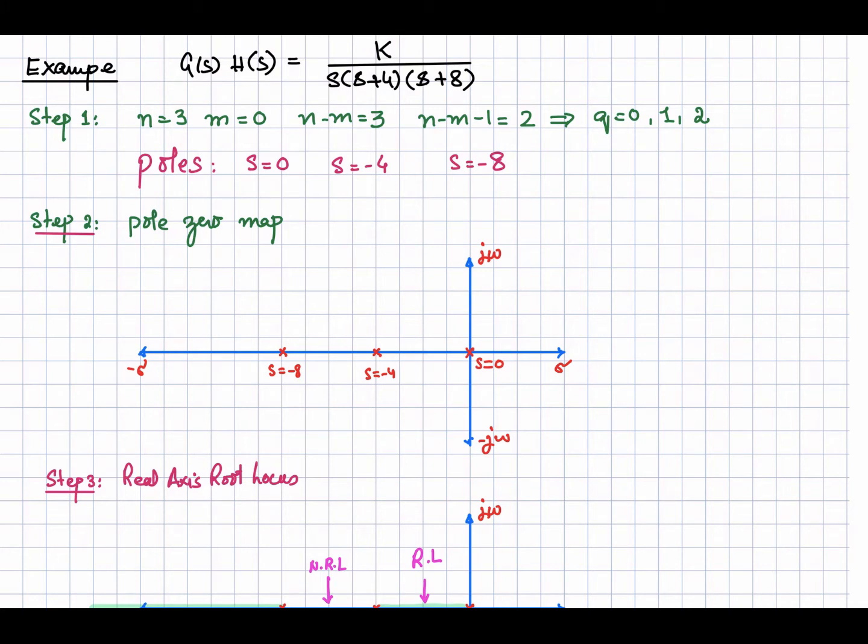So an open loop transfer function is given to us, that is G(s)H(s) equals K over s into (s plus 4) into (s plus 8). So there are three poles. One pole is at the origin, one pole is at minus 4 and the third pole is at minus 8.